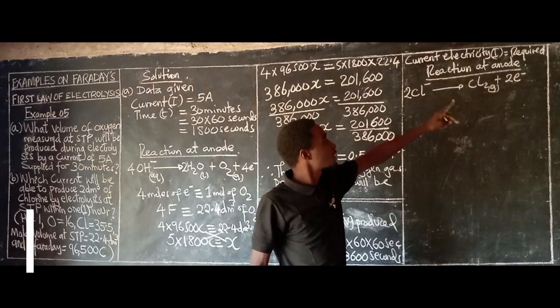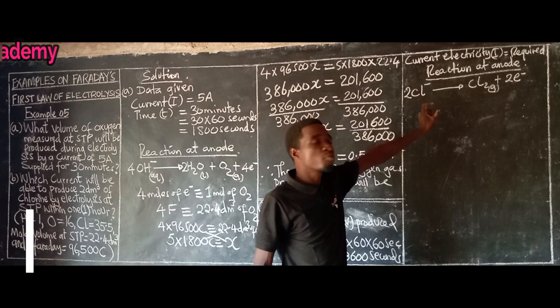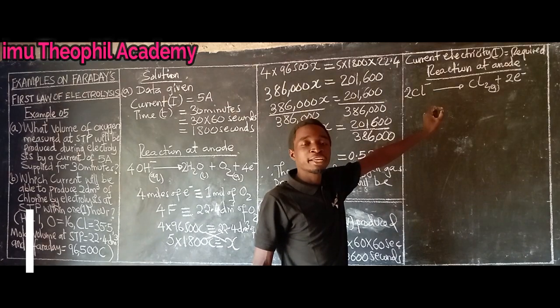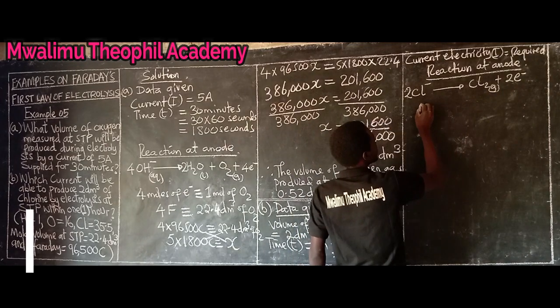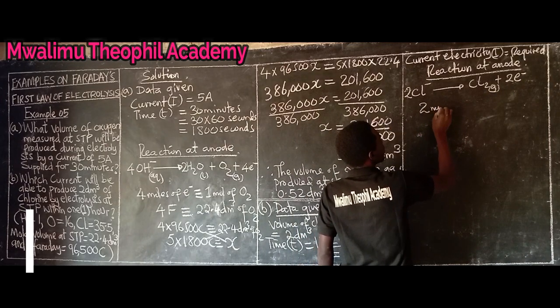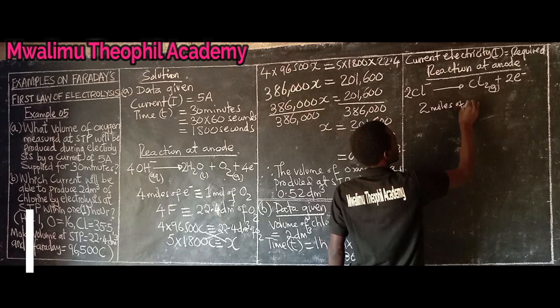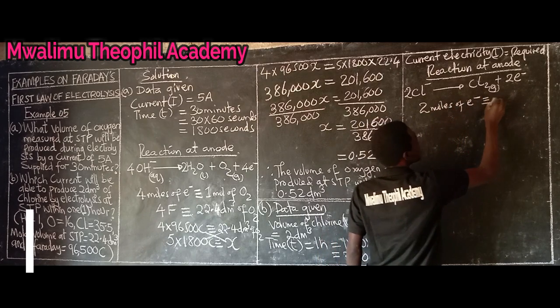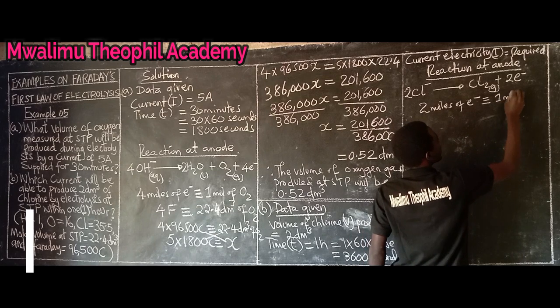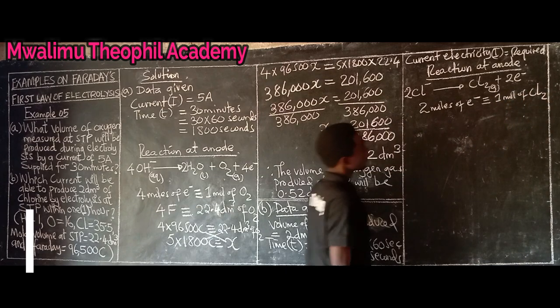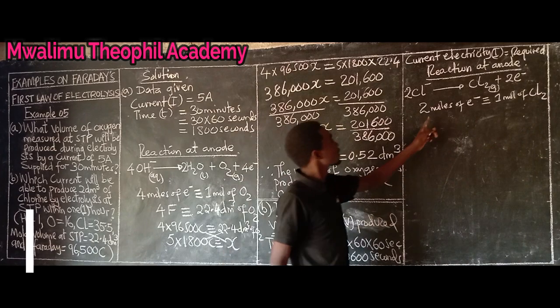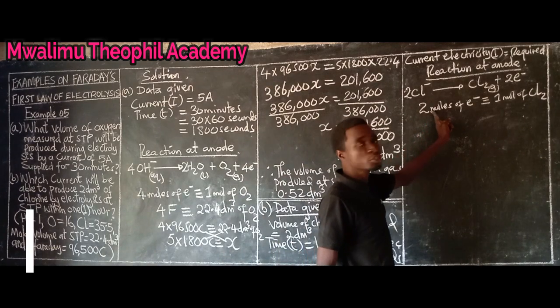Now, we are going to relate the number of moles of electrons required and the number of moles of chlorine gas produced. From this equation, it shows that 2 moles of electrons are equivalent to 1 mole of chlorine gas. Let us convert directly this number of moles of electrons to Faradays.